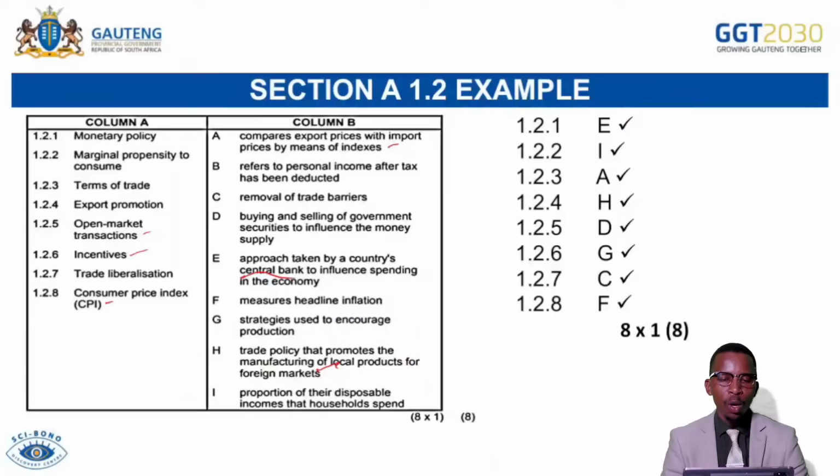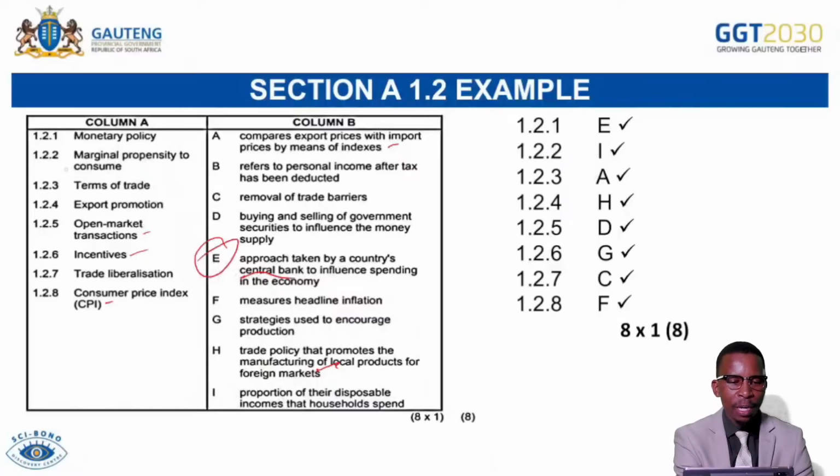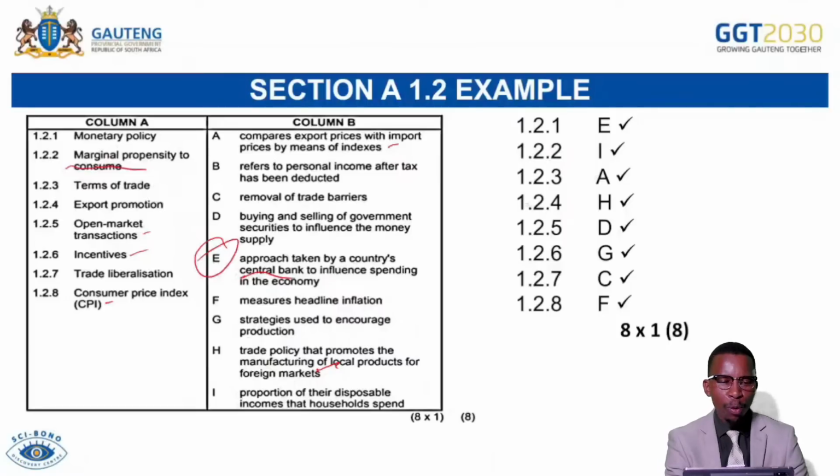So let's check. We check 1.2.1. We have E, which is our E. We have monetary policy approach undertaken by central bank. That is correct. And then 1.2.2, we say it's I. Let's check I. Proportion of income. That was the marginal propensity to consume. That is correct. And then 1.2.3, we say it's A. So what is A? Terms of trade. It is correct. Terms of trade are there.